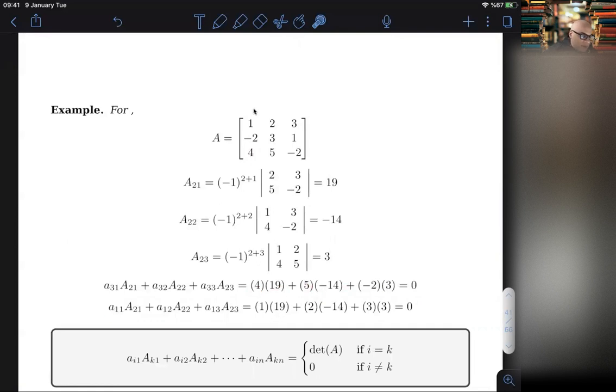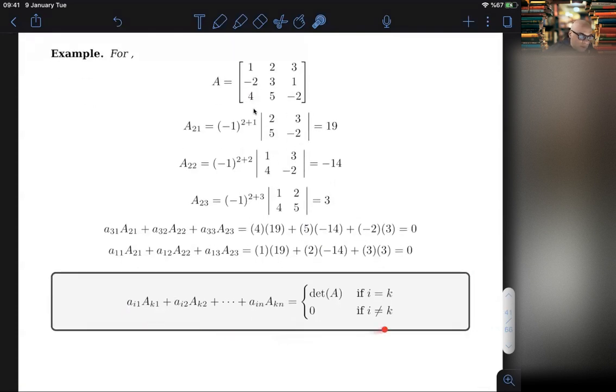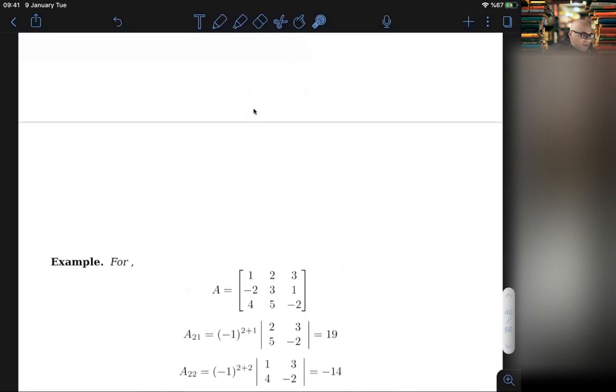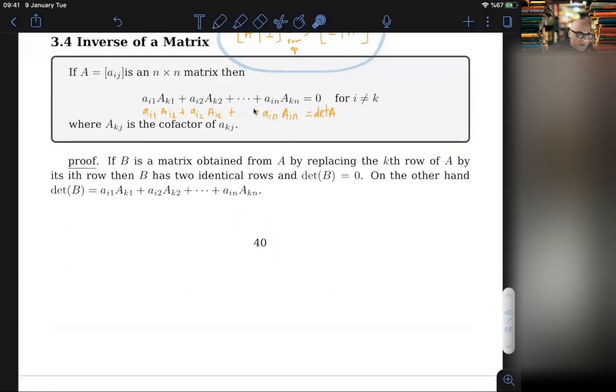Same thing holds if I do expansion in the first row and use the cofactors of the second row. It again gives me 0. Okay, so this seems to hold. Let me just say a few things about why this is true. I said you can read the proof, but I will say something about it anyway.